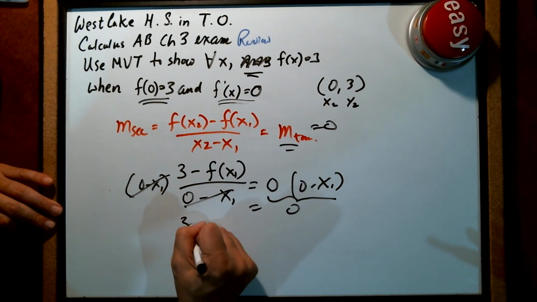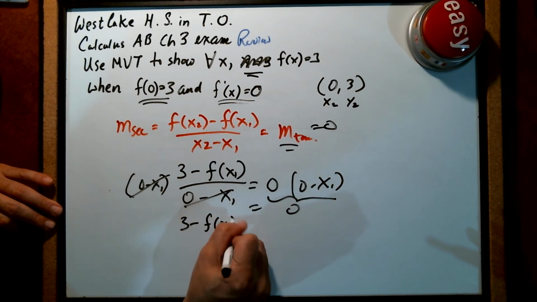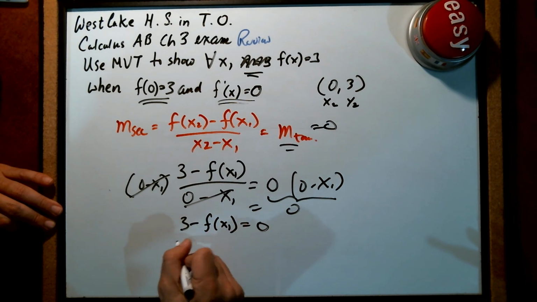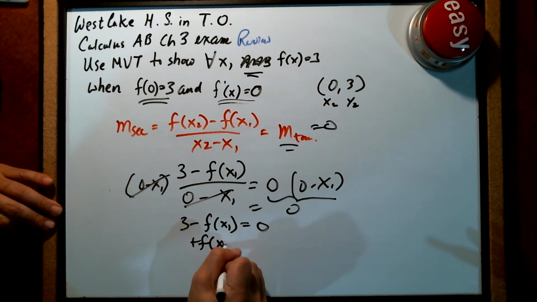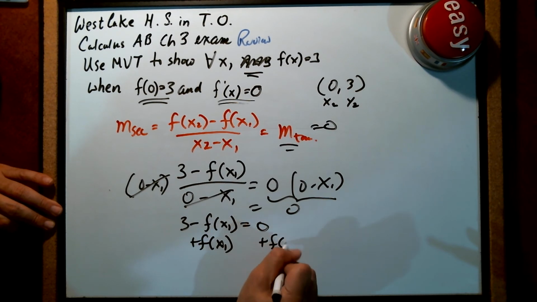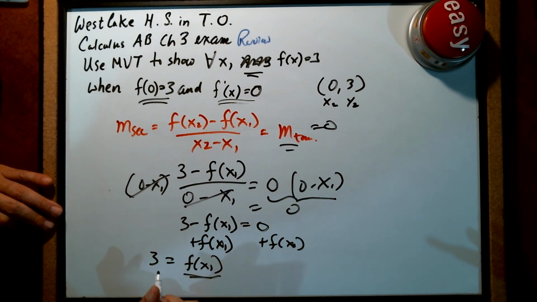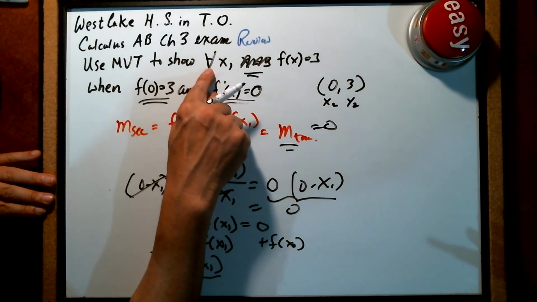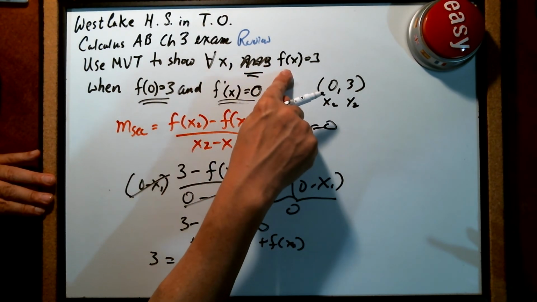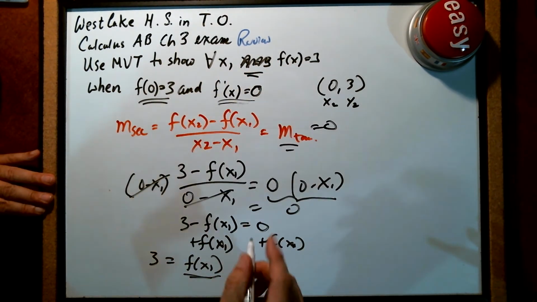So you have 3 minus f of x1 has to equal 0. That means, adding f of x1 to both sides, 3 is equal to f of x1. That's my y value. My y value has to be 3. And just like it says, for all values of x, show that f of x, my y value, is 3. Done.